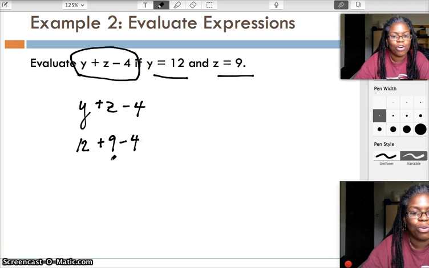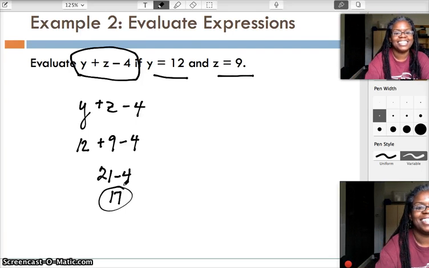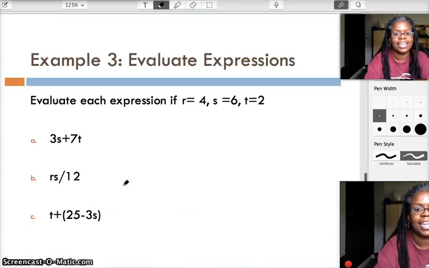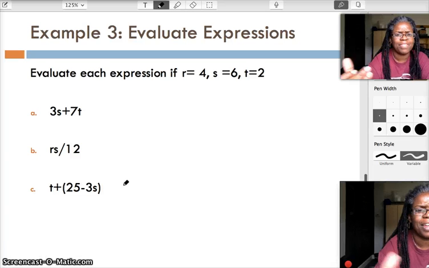So I'm going to add 12 plus 9, and I'll get 21. And then I'm going to subtract 4 from that. 21 minus 4 will give me 17. And that's my final answer. Evaluation done. Let's see if we've got anything else cool to look at. We've got a couple others to evaluate, but I think we can handle it.